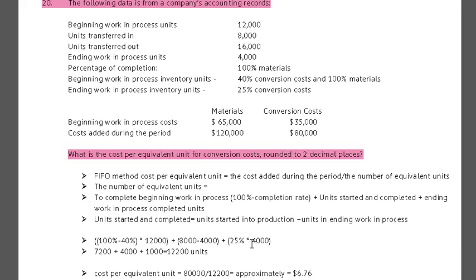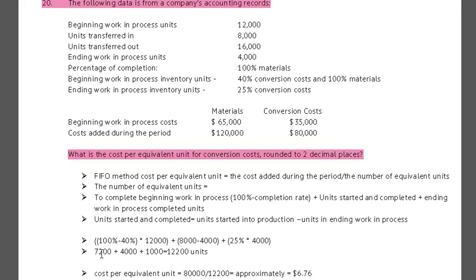And then for this next figure, we're taking what it states in the problem, ending work in progress was 25% for conversion costs. When we're doing the last part of this equation, we do not subtract this 25% from 100. That's only at the beginning when you're looking at the beginning units that you do that on the FIFO method. On the FIFO method and on the weighted average method, at the end, when we're looking at the ending work in progress units, we take whatever percentage it says. So 25% times our ending work in process units is 4,000.